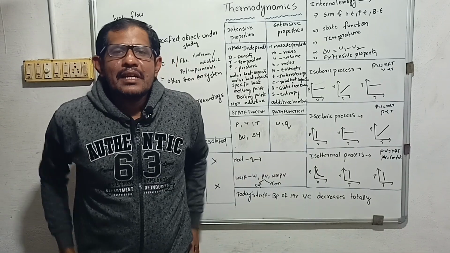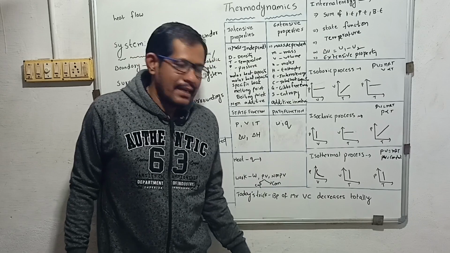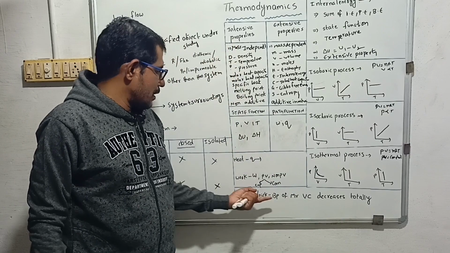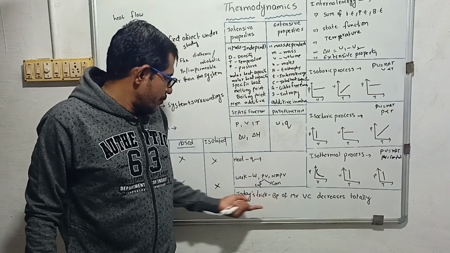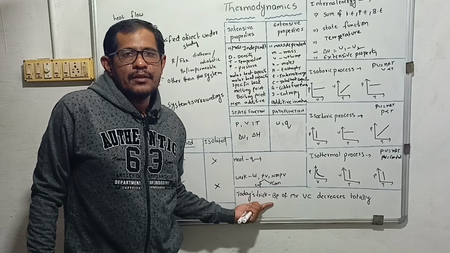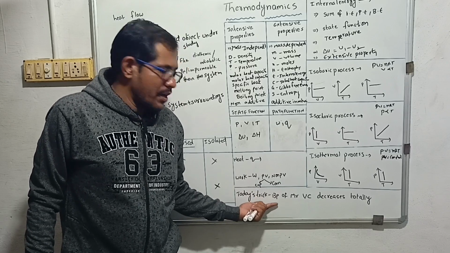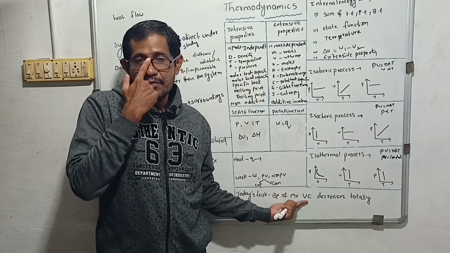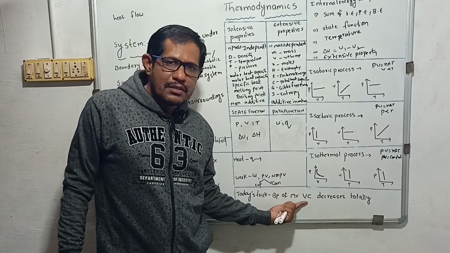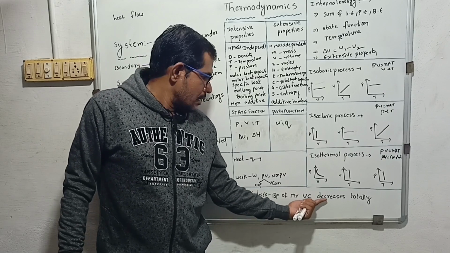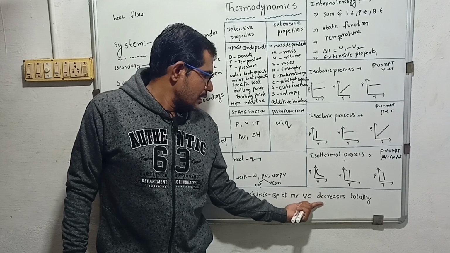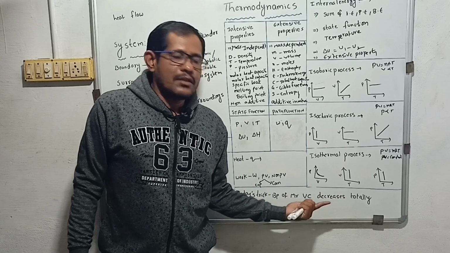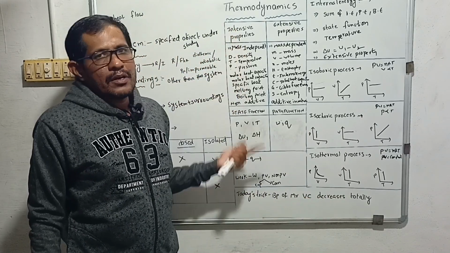To remember the intensive properties, today's trick is: BP of Mr. VC decreases totally. Here B stands for boiling point, P stands for pressure. M stands for melting point, V stands for viscosity or vapor pressure, C concentration, D density or dielectric constant, right? T stands for temperature. So by this trick, you can remember some of the intensive properties.